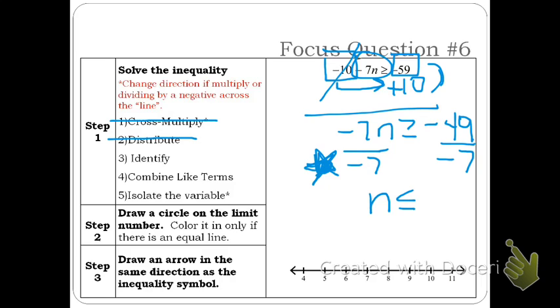-49 divided by -7 is a positive 7. My variable is on the left. That's where I want it to be. So I plot my endpoint at 7. I need to color it in because it's or equal to. And then draw my arrow to the left.